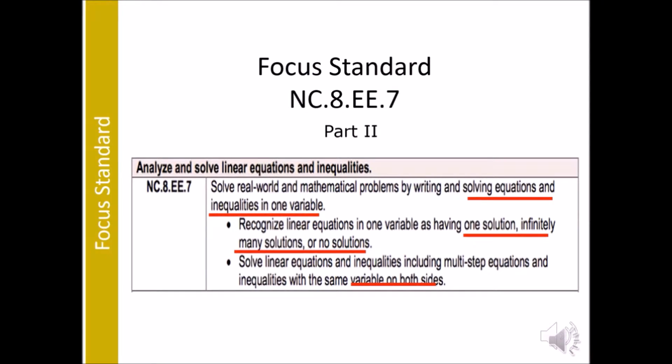This video is part 2 of a 3-part series focusing on 8th grade standard NC 8EE7, solving multi-step equations with variables on both sides. Students need to recognize the different situations that will arise in terms of solutions: one solution, infinitely many solutions, and no solutions.